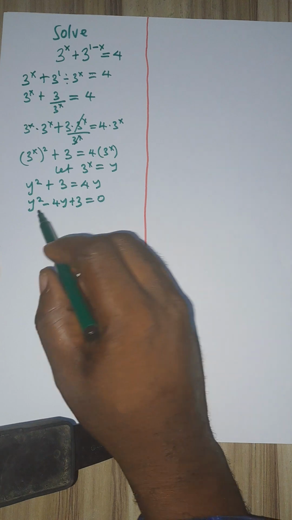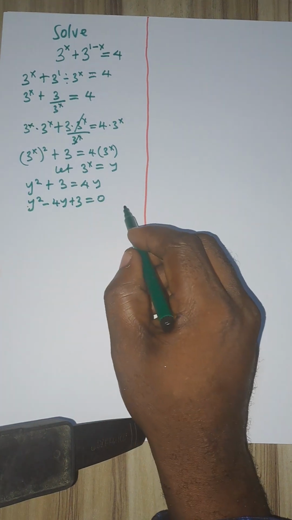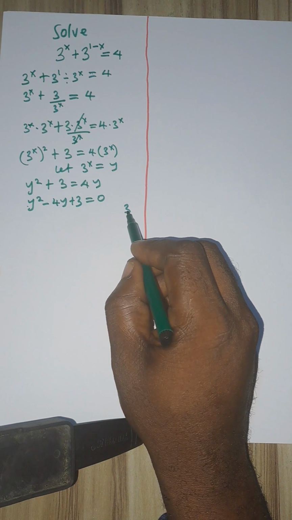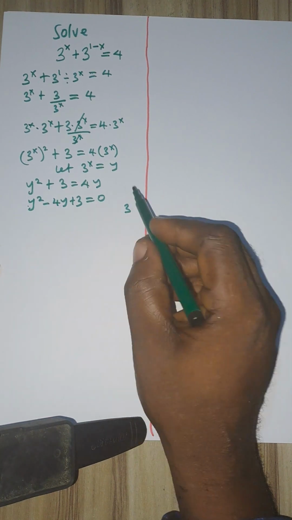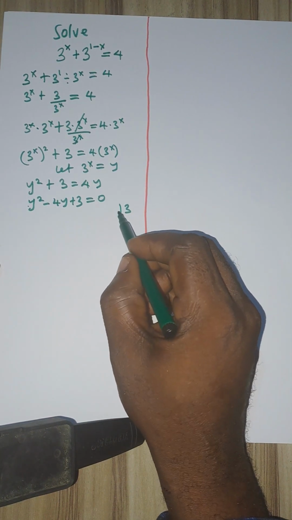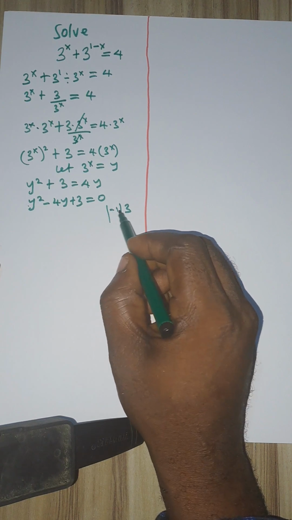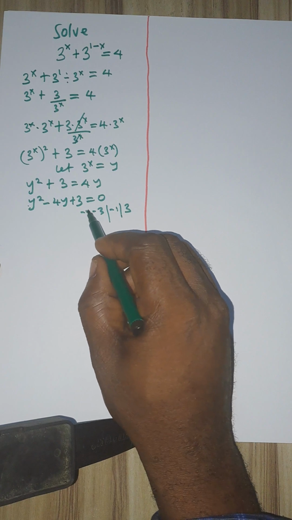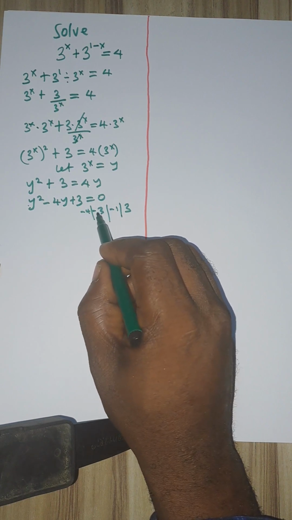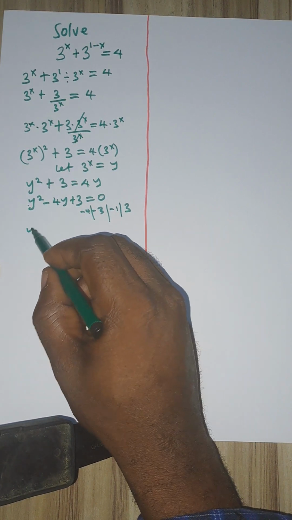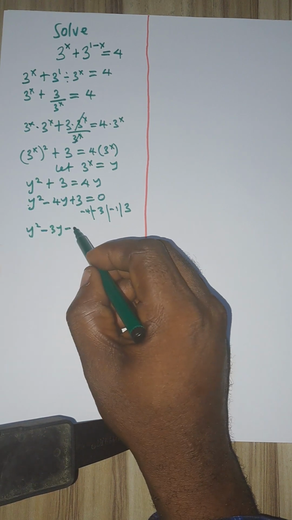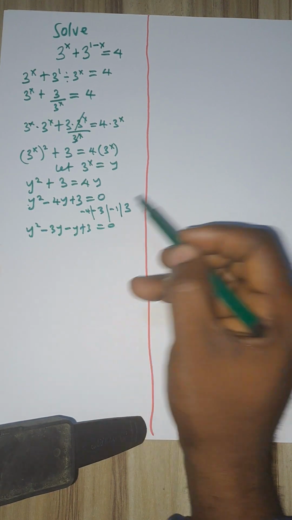But since we can factorize, because 1 times 3 is 3, we look for two factors whose product is plus 3 and sum is negative 4. So we consider negative factors. Negative 3 times negative 1 is 3, and negative 3 plus negative 1 is negative 4. So we replace negative 4y with negative 3y minus y. So we have y squared minus 3y minus y plus 3 equals 0.